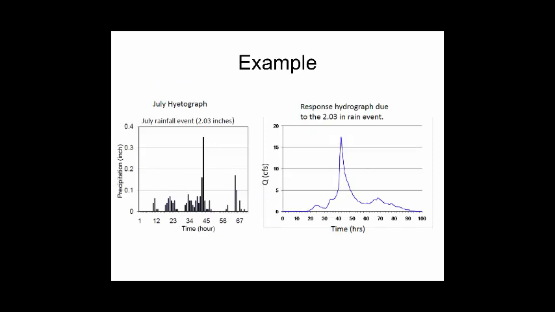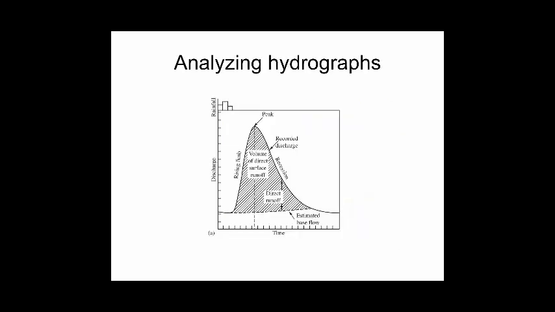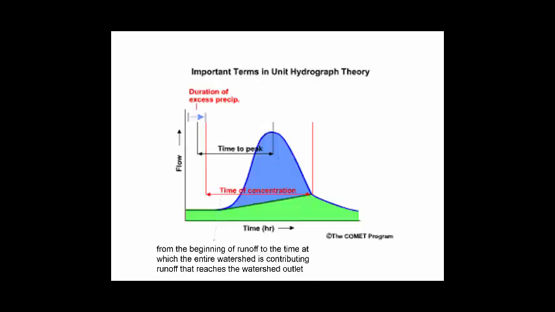This is an example of an actual hyetograph with a rainfall event and the response hydrograph due to that rainfall event. Remember then the hydrograph, the response to that storm, will have a rising limb, a Q peak. We have the recorded discharge, which is that volume, the direct runoff, and you have the estimated base flow. So you have the recession past that peak.